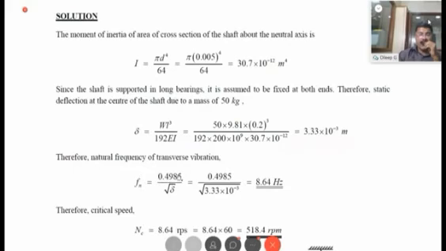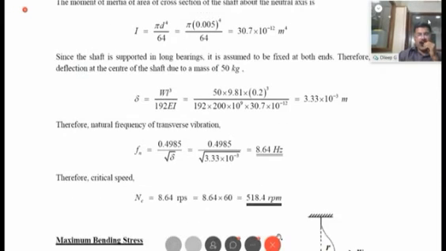FN is equal to 0.4985 divided by square root of delta, where delta is 3.33 into 10 raised to -3. So if you do it, you will be getting 8.64 hertz. Now hertz means cycles per second or rotations per second, and if you multiply it by 60, you will be getting it in RPM. So critical speed is 8.64 into 60, that is 518.4 RPM.